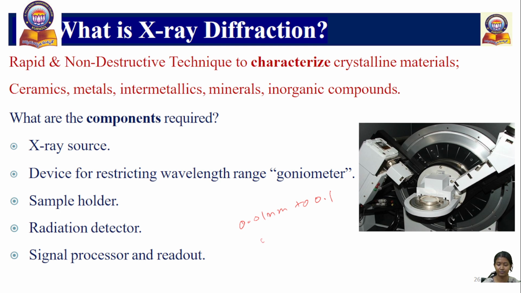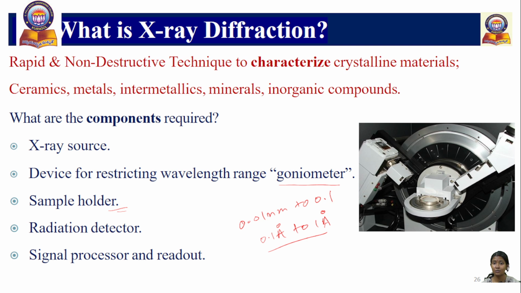You can say 0.1 angstrom to 1 angstrom, right? It can go to 2 angstrom. This is just a rough scale. So we need to control how much wavelength is required for our material, for our system. That controller is known as a goniometer. And we need a sample holder. Whatever sample we are studying, we'll hold it somewhere. Then X-ray will be incident on the sample and they will undergo diffraction.